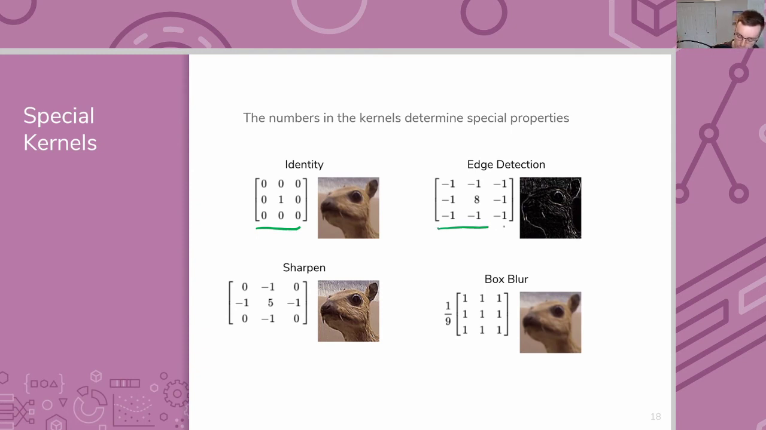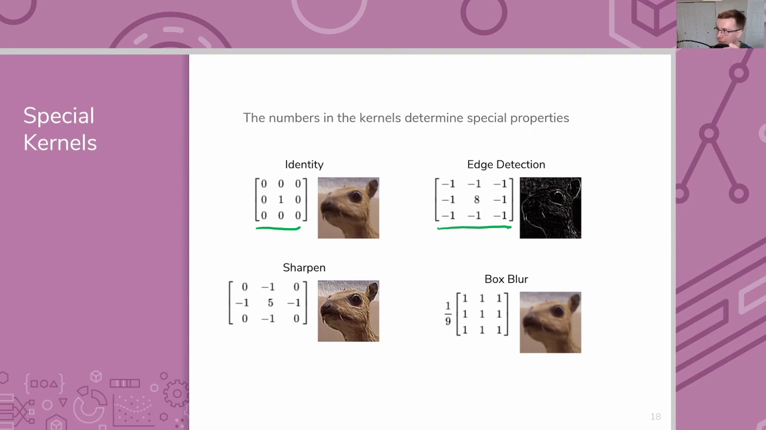Now, it turns out if you use something like an 8 in the middle and a bunch of -1s, the values in your resulting output will be large in some places and small in others. And the way this kernel is set up is if all of the pixels in one area have the same value, the value from the output will be 0. But if there are large differences in the pixel values in the area, then you'll get a larger value in your output. And so this kernel generally finds edges.